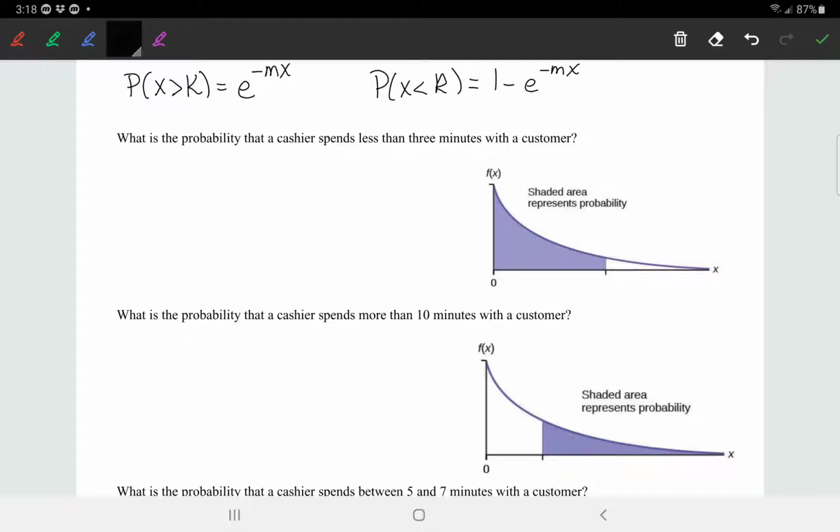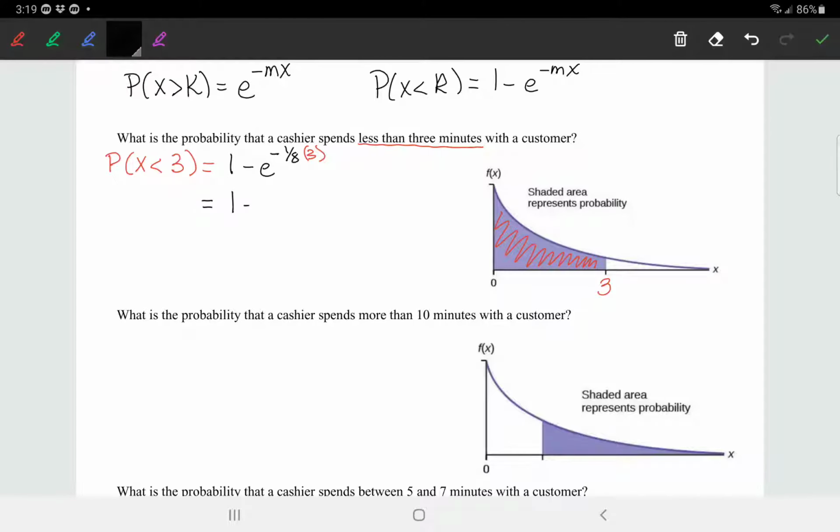Okay, so let's start. What is the probability that a cashier spends less than 3 minutes with a customer? Okay, so this is exponential distribution. We've drawn it over here. So here's the number 3. I'll be looking for this area. That is, I'm looking for the probability that x is less than 3. So we can use the formula 1 minus e to the negative m. Remember, m is 1/8. And now the value of x that we're specifically looking for is 3.